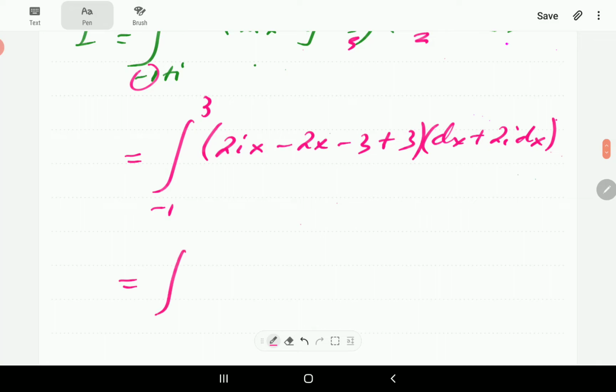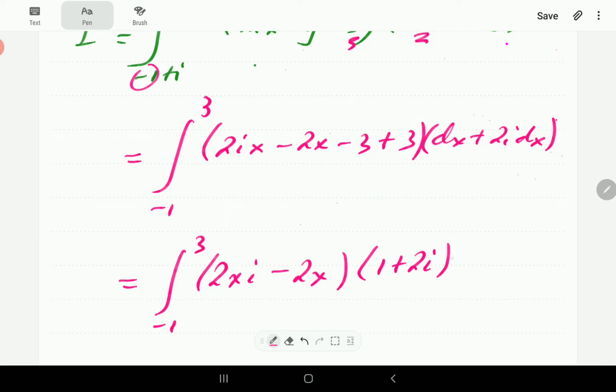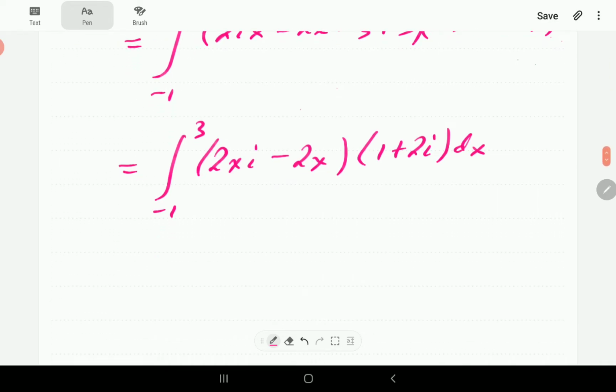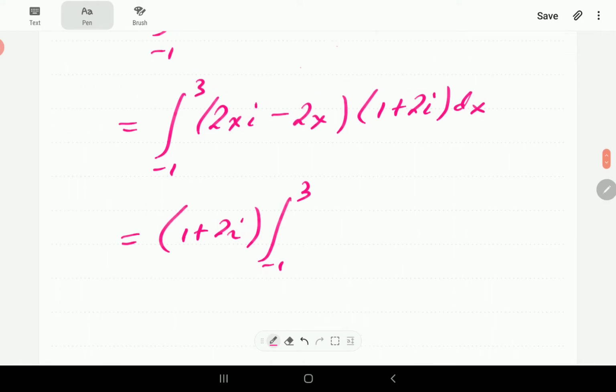So then if we just simplify, the 3's cancel out here, so we're going to have 2ix minus 2x. Here we can factor out dx, so it's going to be (1 plus 2i) times dx. But 1 plus 2i is a constant, so we can take it outside the integral sign. So we now have just 2ix minus 2x.